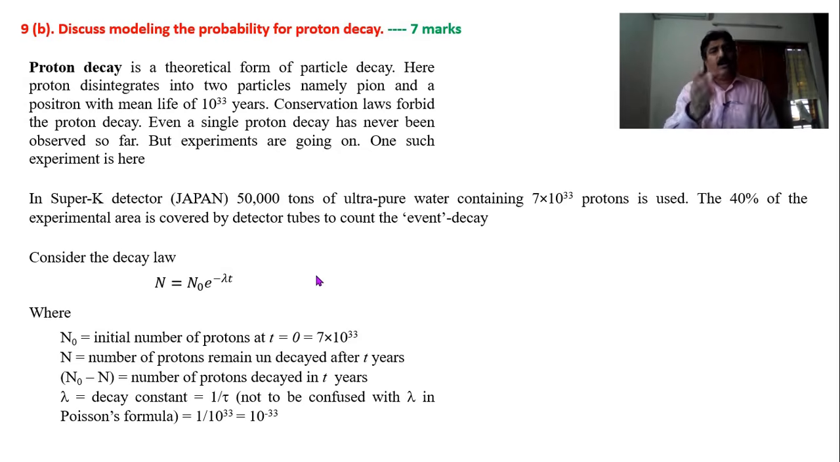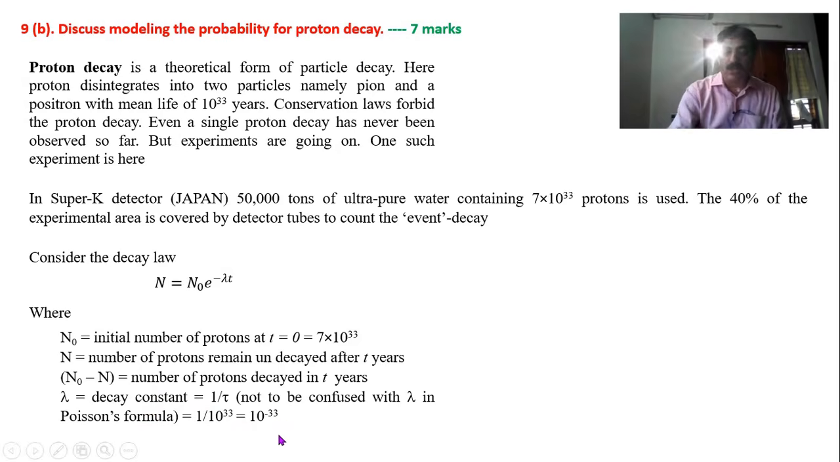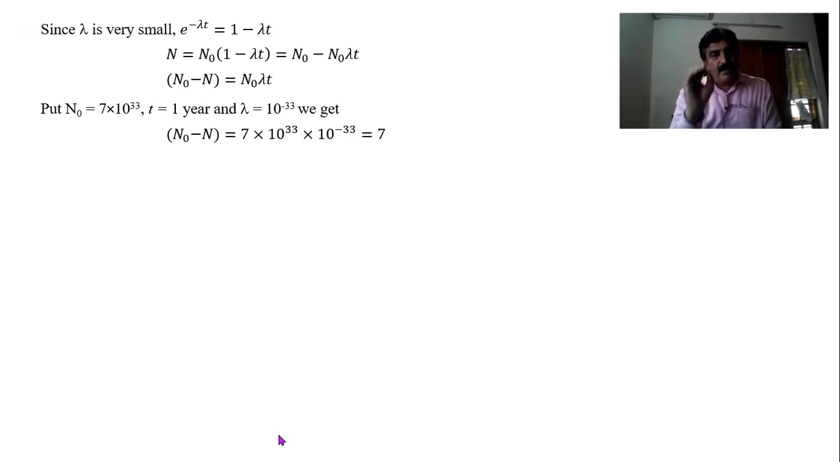That is the meaning. I hope you know all these details; you studied these things in PUC. Anyway, I have explained it here. N naught is the number of atoms initially, that is 7 into 10 power 33, and N is the number of atoms remaining after T years. Lambda is the decay constant, 10 to the power of minus 33, that is 1 by tau. It is not the same as the lambda in Poisson's formula. Now, as I told, lambda is very small.